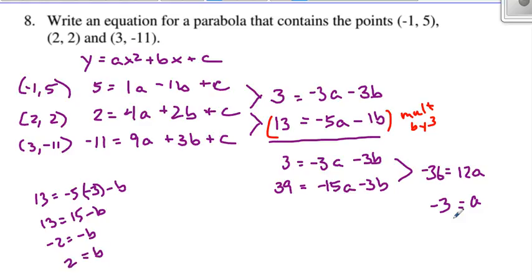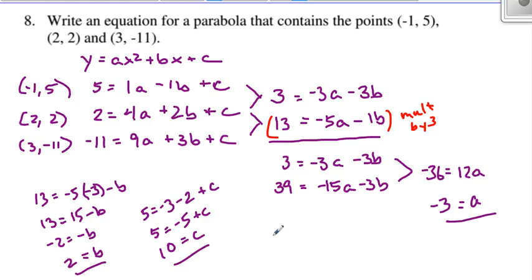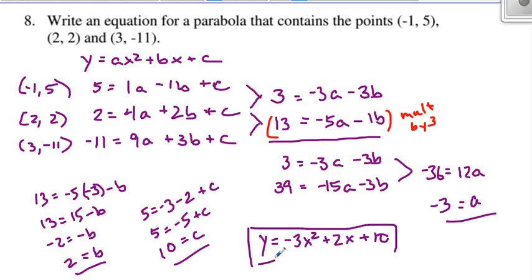So now I know a right over here, and I know b, and I can use any of these equations. I'm going to use the first one. So 5 equals a, which is negative 3, minus b, which is 2, plus c. So 5 equals negative 5 plus c. I add 5 and 10 equals c. And so my final answer is y equals negative 3x squared plus 2x plus 10. Oops, there we go. All right.